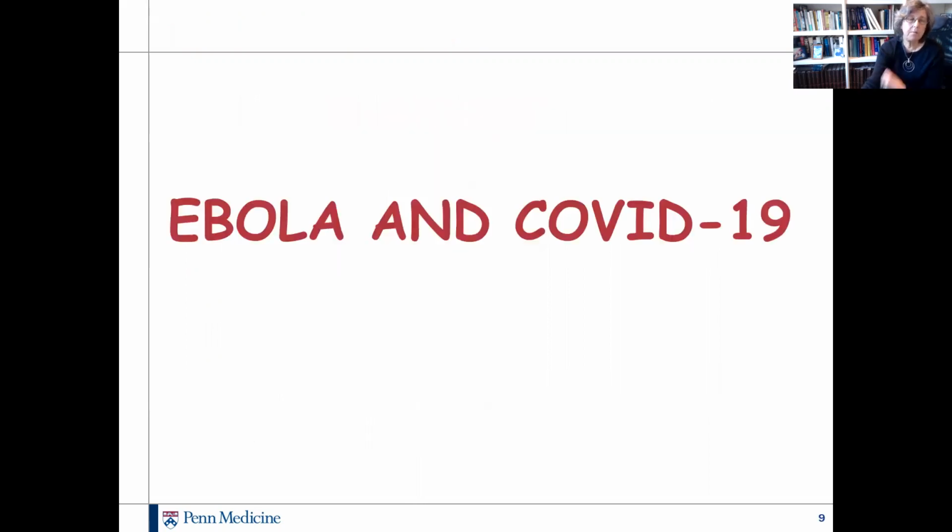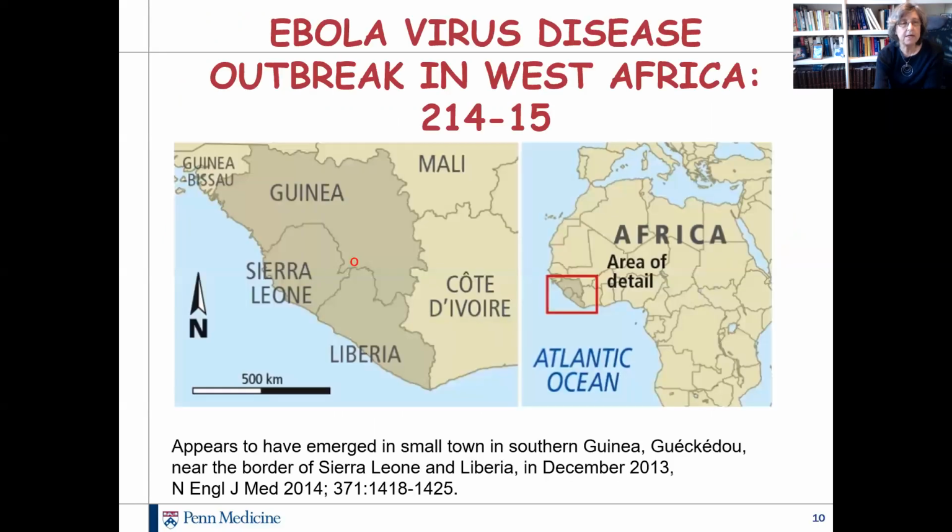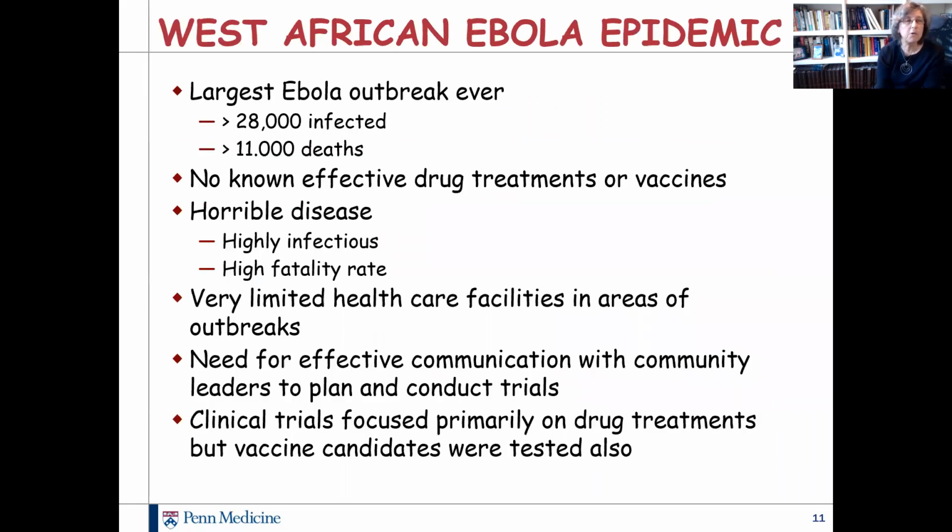So now I'm going to move to talking about some of the issues that arose with the development of vaccines for Ebola and COVID-19. In 2014 and 2015, there was an Ebola virus disease outbreak in West Africa, the countries of Guinea, Sierra Leone, and Liberia. This was the largest Ebola outbreak ever. I think the first Ebola outbreak that was identified was back in the 1970s, and they tended to be small. In this outbreak, over 28,000 individuals were infected, with 11,000 deaths.